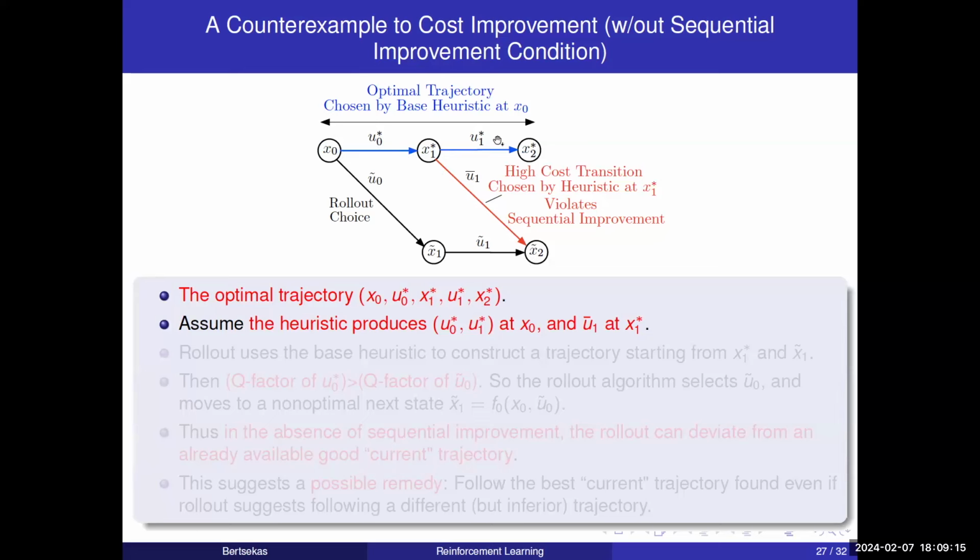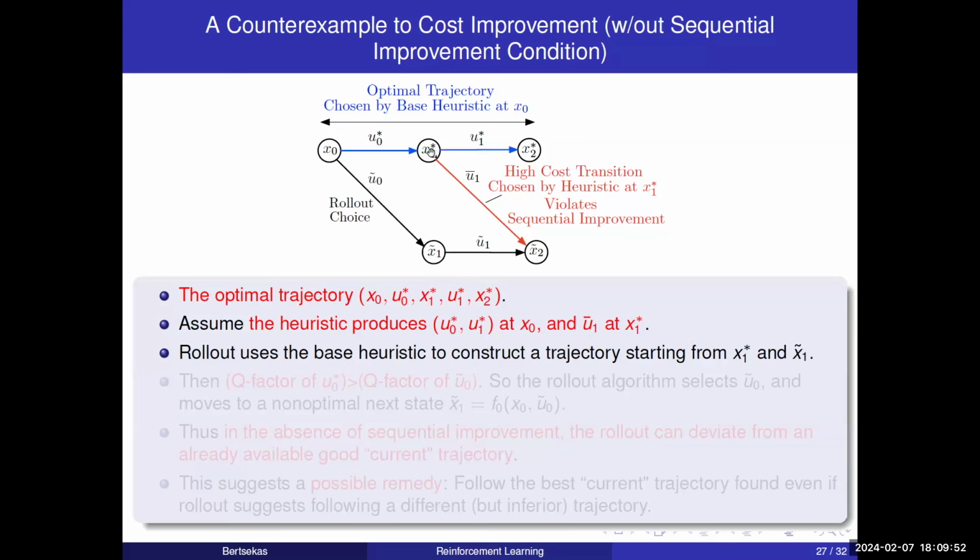So this heuristic is not sequentially consistent. If I start from here, it gives me one trajectory. But if I start from here, it doesn't give me a trajectory that is a tail of this trajectory. So this heuristic is not sequentially consistent. Now, what happens if we apply rollout using this as our base heuristic? We start at x0, and we do a one-step lookahead, and we consider control u0 star and u0 tilde. And from each of these respective states, we run the base policy. From here, x1 tilde, there's no choice. We just have to go this way.